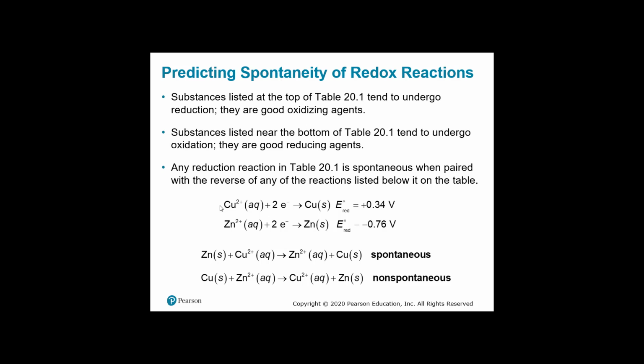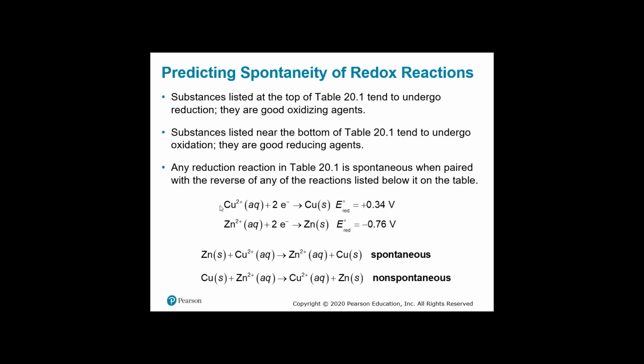Substances listed at the top tend to undergo reduction. They're good oxidizing agents. Remember these terms. These are what drive students crazy. Substances listed at the bottom tend to undergo oxidation, and they are good reducing agents.